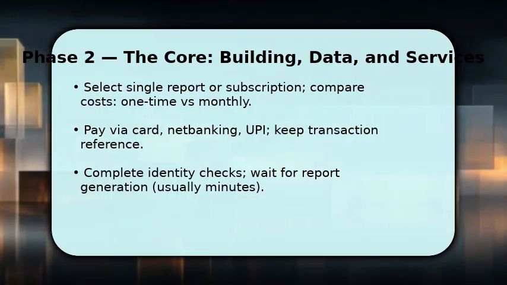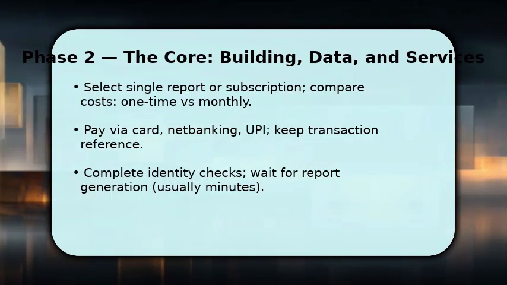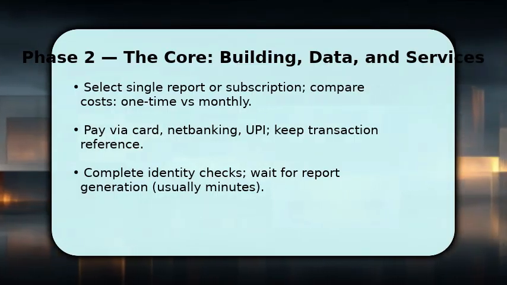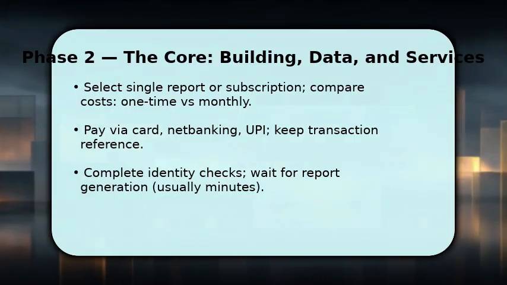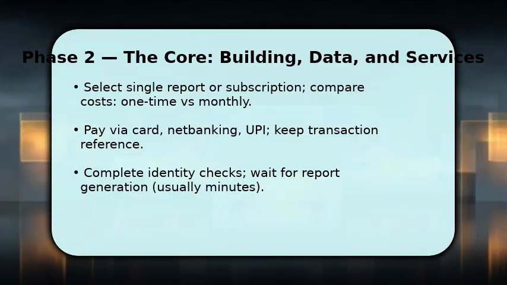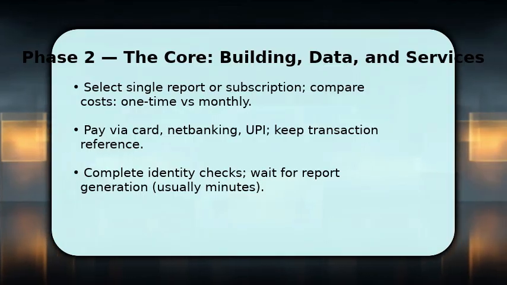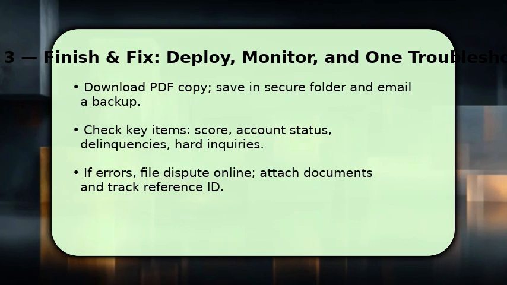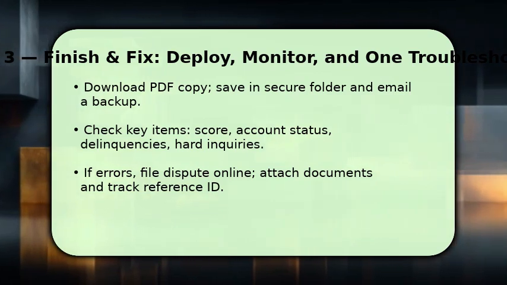After payment, the platform performs deeper verification. This may take a few minutes. When complete, the system generates your credit score and summary. Make sure to read the summary lines that explain score bands and recent account activity. Now download the Cibil report as a PDF and store it securely. Also send a backup to your email so you have redundancy.